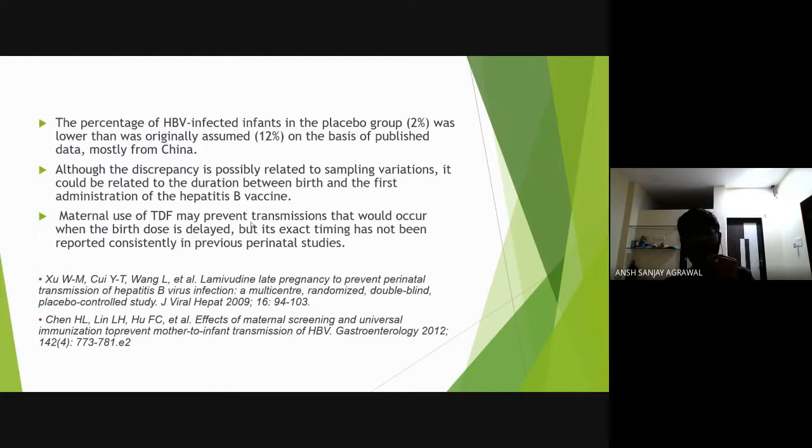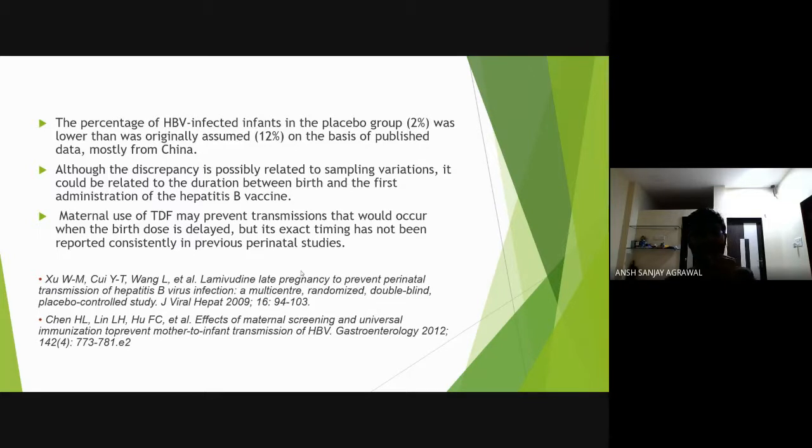Now, this discrepancy may be due to sampling variations, as it's a different sample per population, so inherently there will be some variations in the results. However, it could also be related to the duration between birth and the first administration of the hepatitis B vaccine. There have been some studies which show that the time interval between birth and hepatitis B vaccine administration is very important. Here the mean time was 1.2 hours, so it was given quite early. So that is one of the reasons for the low transmission rates.